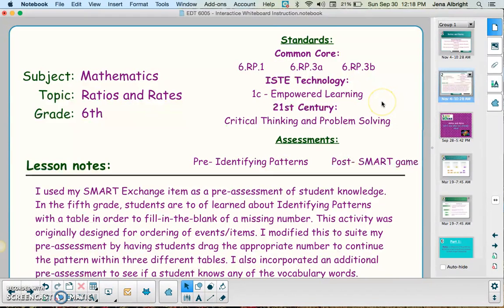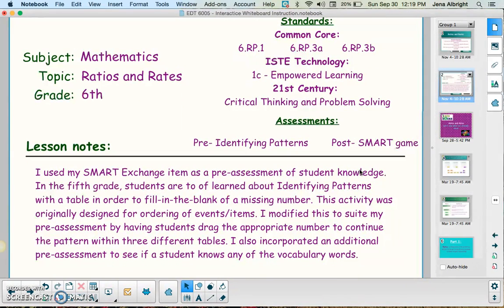My ISTE technology standard relates to empowered learning. It is 1C that has students use technology to seek feedback that informs and improves practice and demonstrates their learning in a variety of ways. The 21st century critical thinking standard allows students to be critical thinkers and provides opportunities for problem solving, which relates to our instruction as a whole.